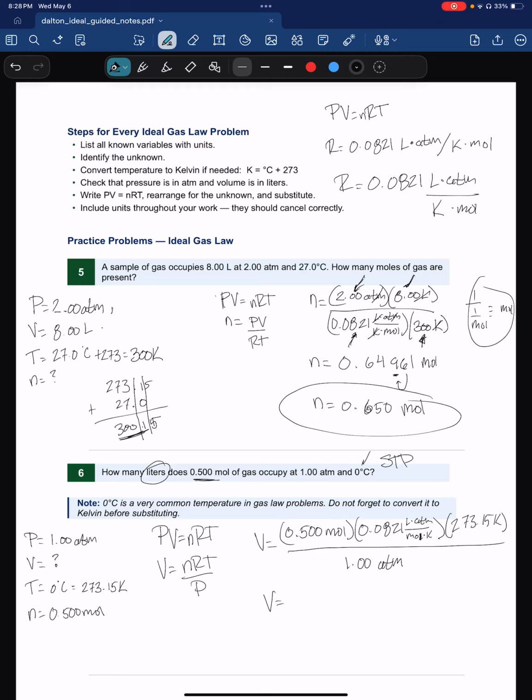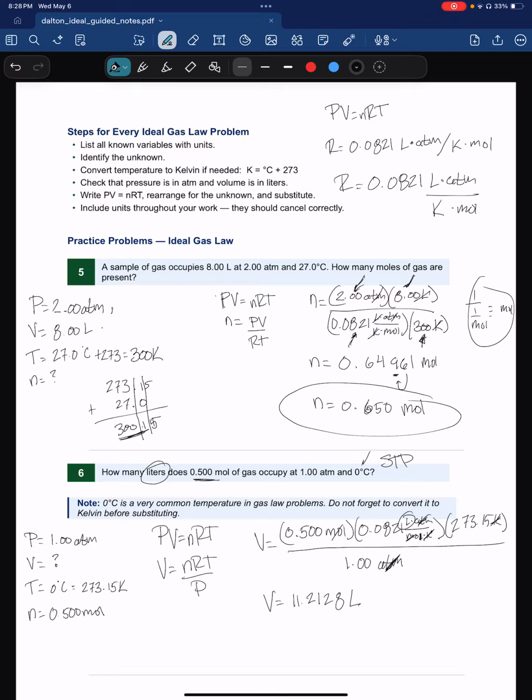So we can go ahead and plug that into our calculator. 0.5 times 0.0821 times 273.15 divided by 1, and we get 11.2128. All right, moles is going to cancel with moles. Kelvin is going to cancel with Kelvin. Atmospheres will cancel with atmospheres, and we're left with liters.